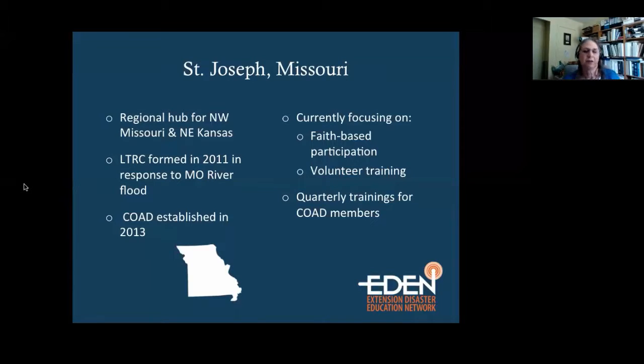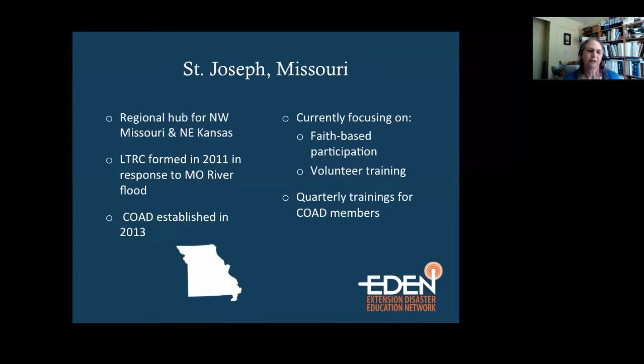St. Joe is located about 60 miles north of Kansas City, right on the Missouri River, so flooding is just second nature here. It happens a lot. Many of the regional agencies that serve all of Northwest Missouri and Northeast Kansas are located in St. Joseph, so we do have those folks to participate with us.